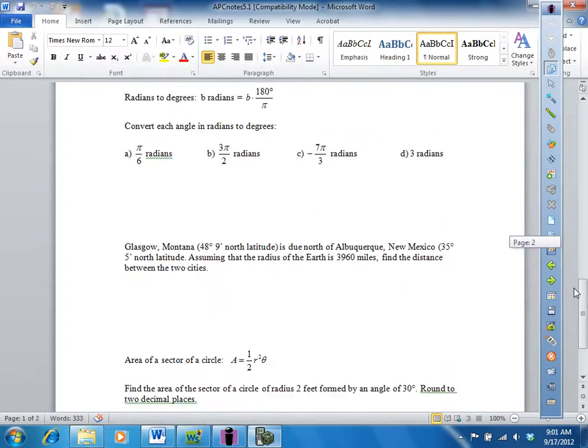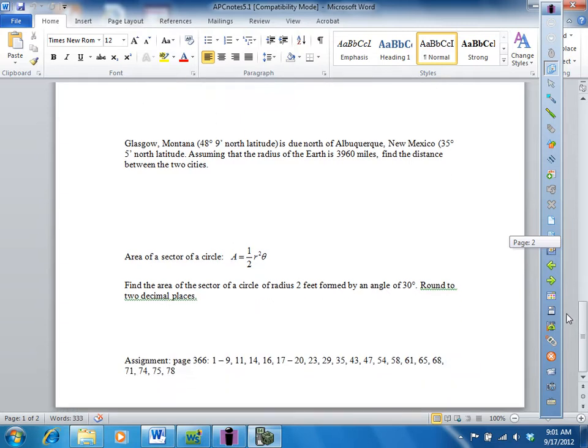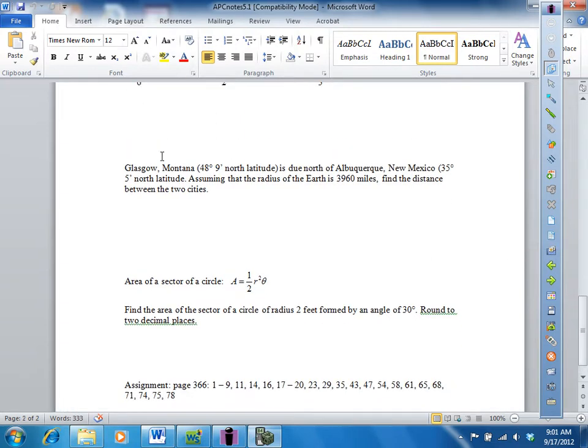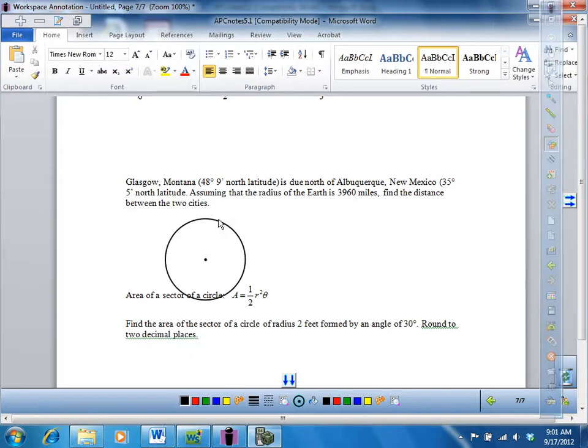And now we have two more things. Okay? Glasgow, Montana, it's 48 degrees north latitude. Albuquerque, 35 degrees 5 minutes north latitude. Assuming that the radius of the Earth is 3690, find the distance between the two cities. So the way you do this one is you assume that the Earth is a circle. All right? And you draw a picture of a circle. And here it is.